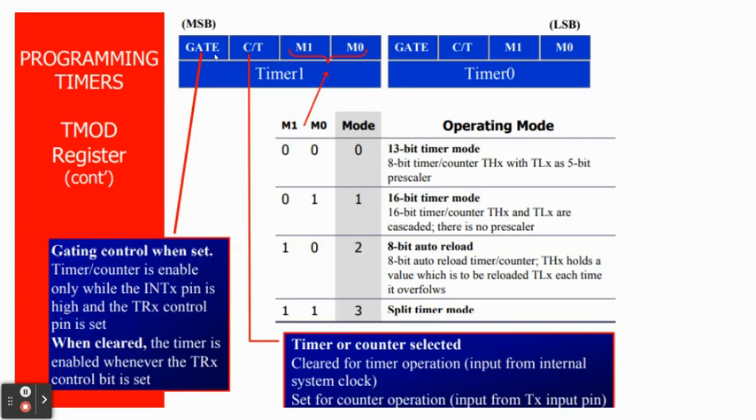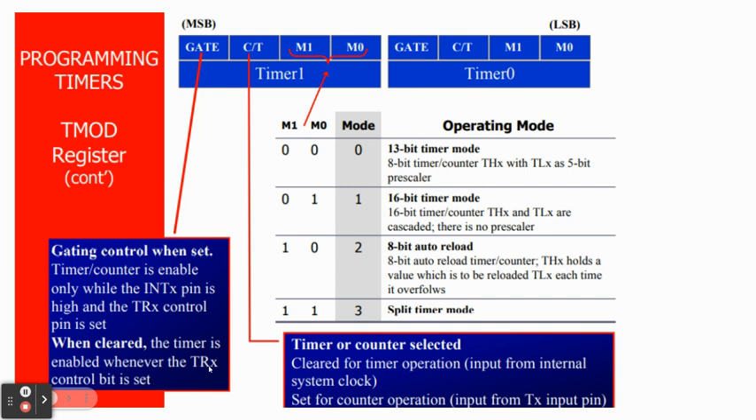Now, for example, here the gate is the gating control, and when it is set equal to 1, the timer or the counter will be enabled only while the interrupt X pin, where X represents either interrupt 0 or interrupt 1, is high and the TRX control pin is set. So this can be TR0 or TR1. When cleared, the timer is enabled whenever the TRX control bit is set. So in other words, when the gate is 0, the timer is enabled whenever the TRX control bit is set.